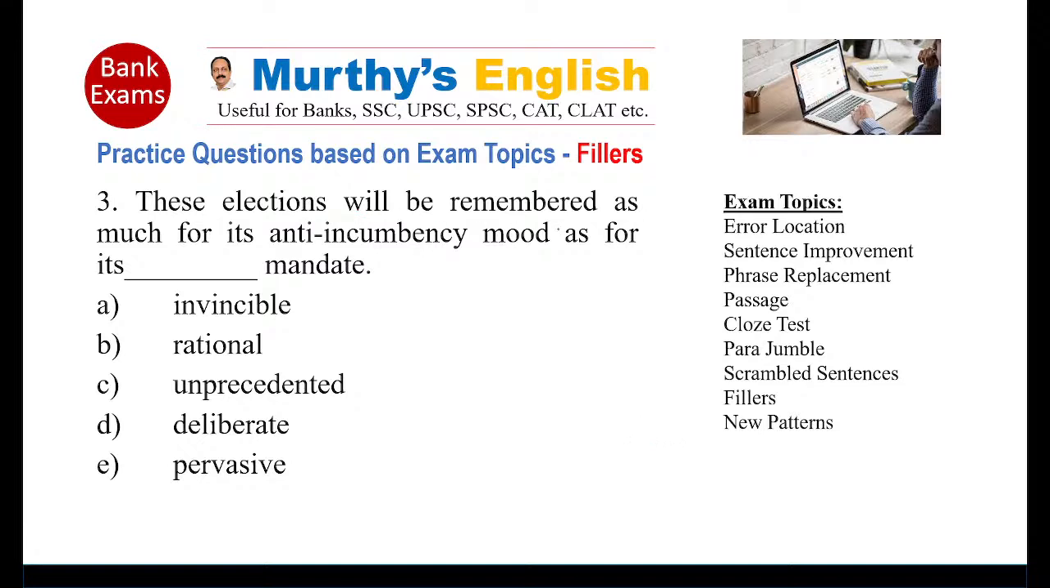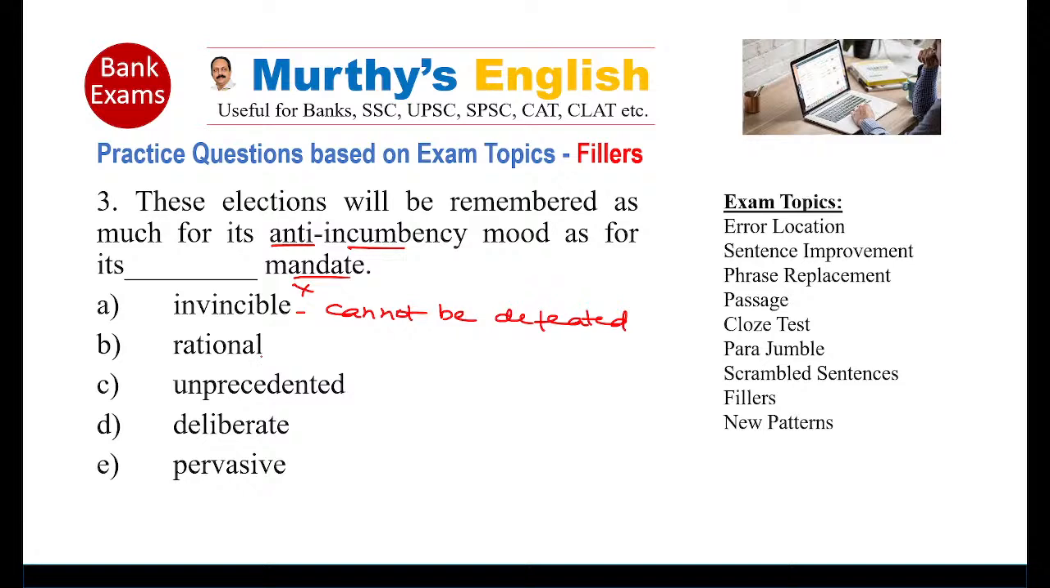These elections will be remembered as much for its anti-incumbency. Incumbent means in power, in authority. Anti means against, mood, as for its mandate. Generally, we don't say invincible. Invincible means cannot be defeated, or very strong, invincible king, invincible spirit. It doesn't go with mandate, not the right combination.